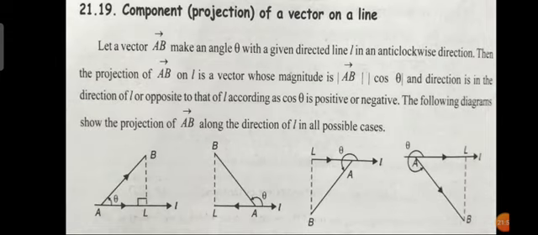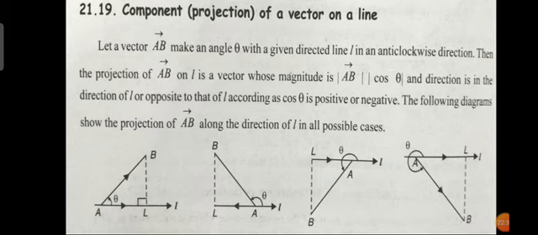Next is the component of a vector on a line. Just look here. Vector AB makes an angle theta with a given directed line l in an anti-clockwise direction. Then the projection of vector AB on l is the vector whose magnitude is modulus of vector AB into modulus of cos theta, and the direction is in the direction of l or opposite to that of l according as cos theta is positive or negative. So this is the projection.